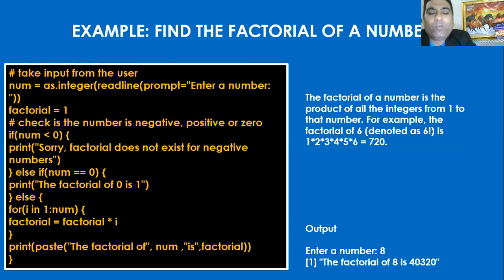The next code block checks the factorial of a number. The factorial of a number is the product of all integers from 1 to that number. For example, the factorial of 6 is 1, 2, 3, 4, 5, 6, and the multiplication will be 720. So this code block is used to determine the factorial of a number.